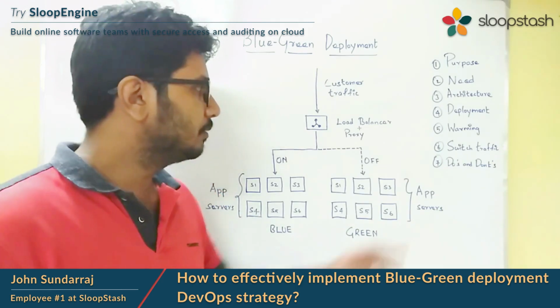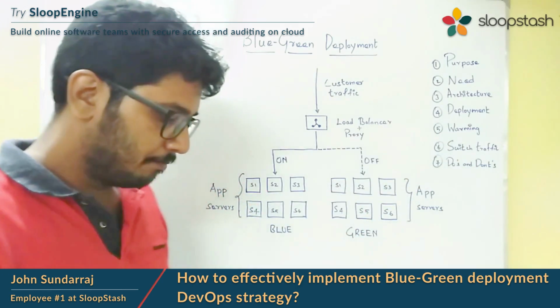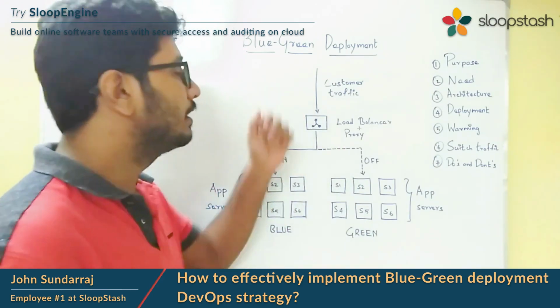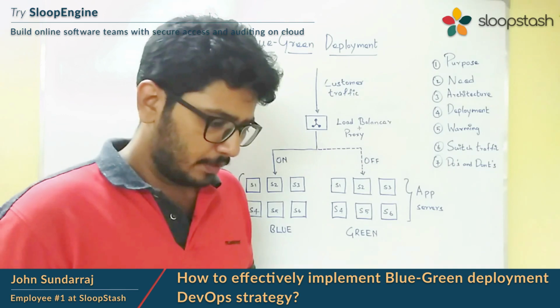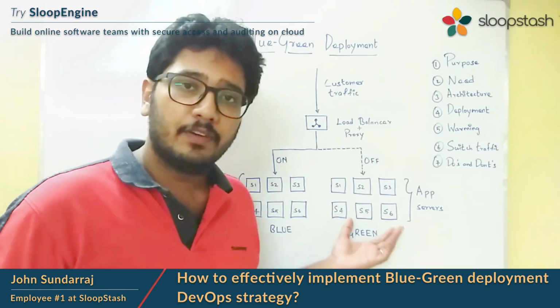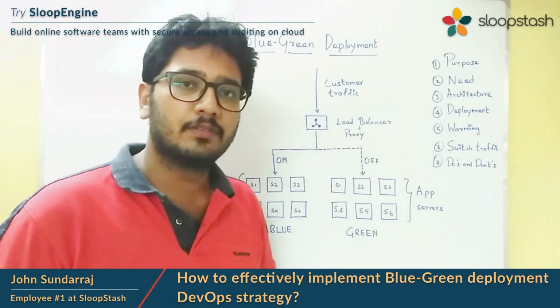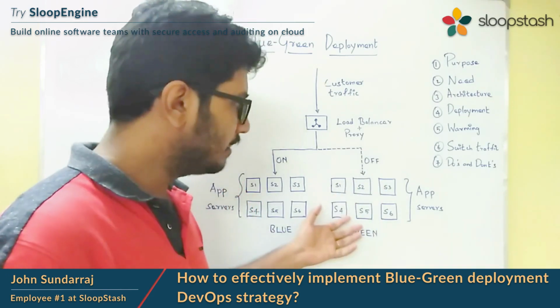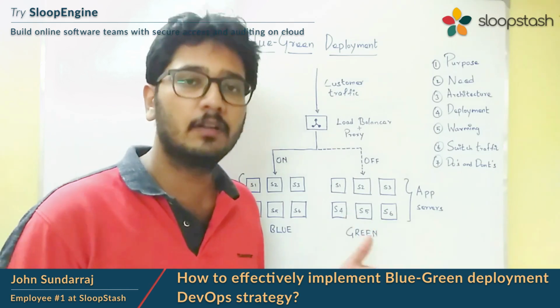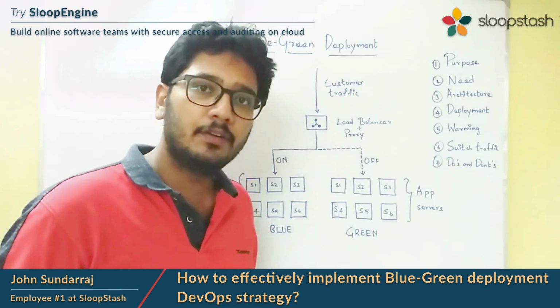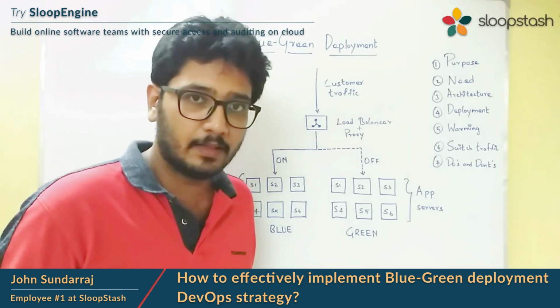Now let's discuss warming. Many people skip this warming step, but it is a very important step in blue-green deployment. Once the deployment is done on your green fleet application servers, we cannot just divert the traffic to them, because the processes running in the application servers may need to start more threads and more sub-processes. It could be like that.